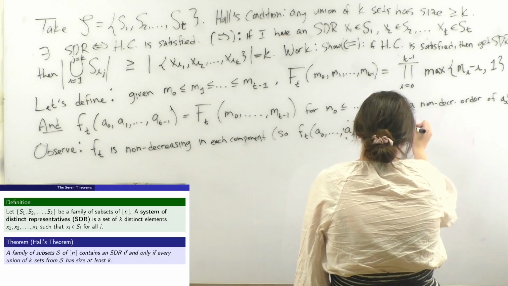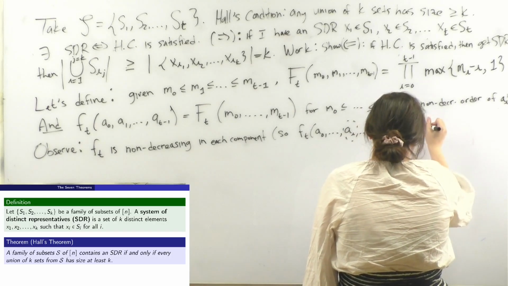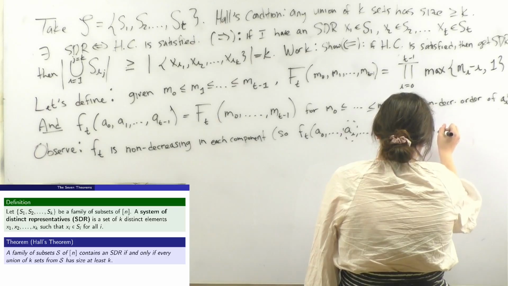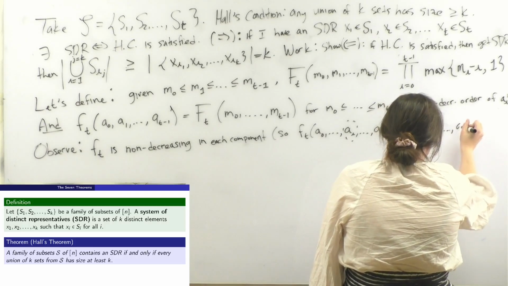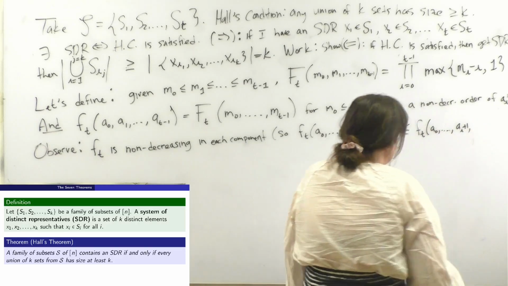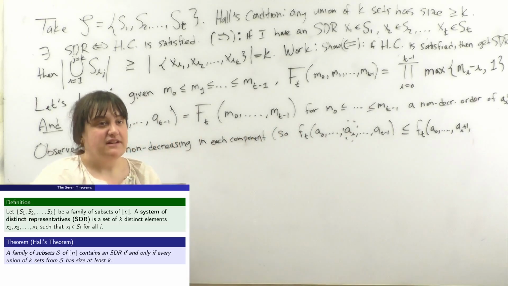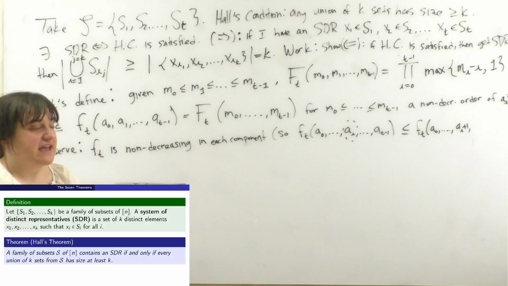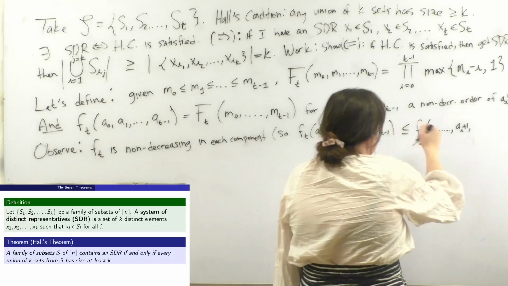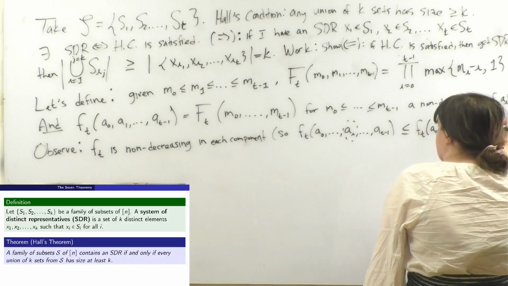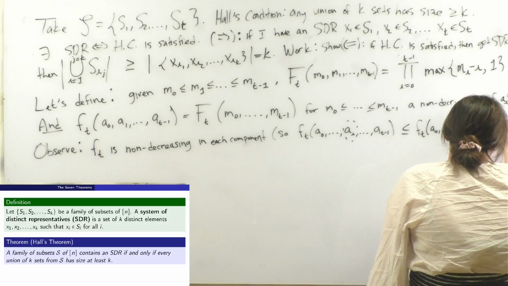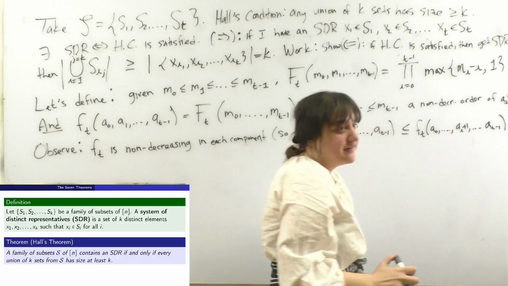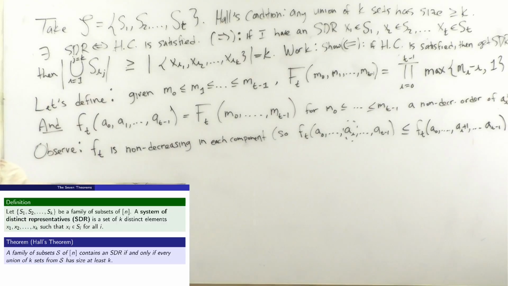In particular, because I'm always going to be plugging integers in this, it suffices to show that if I plug in a_i plus 1, I get the correct inequality here. Okay, do we believe that inequality?